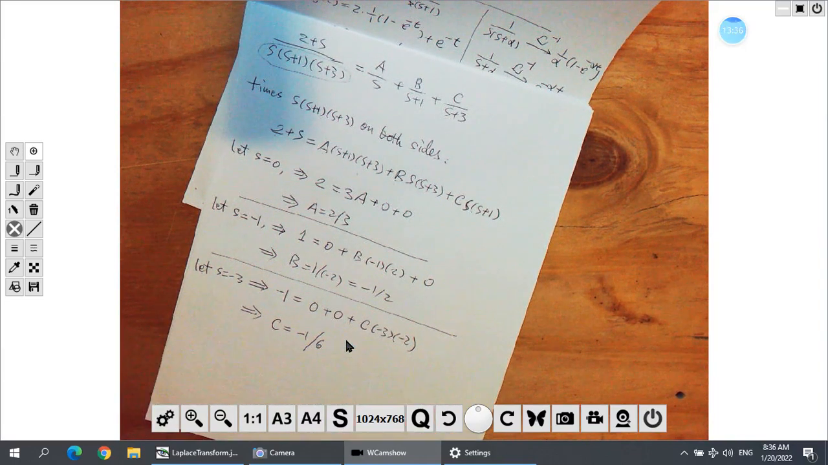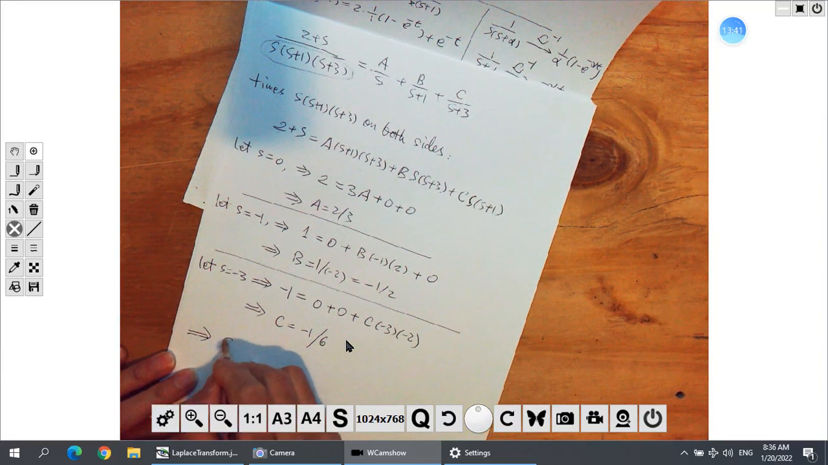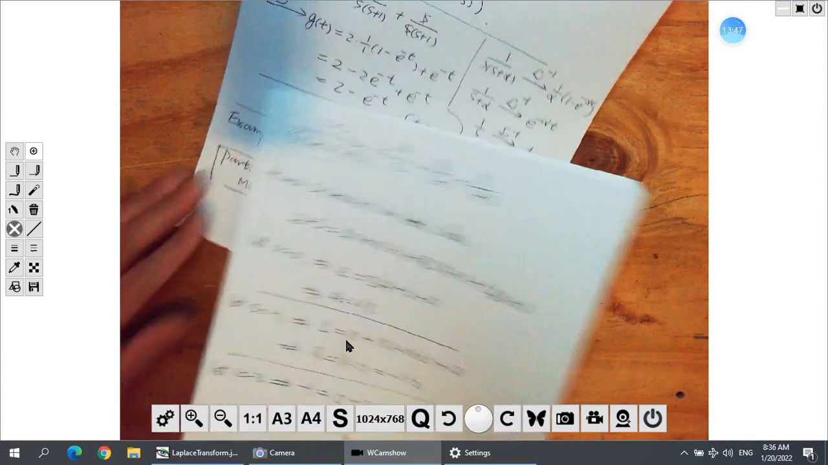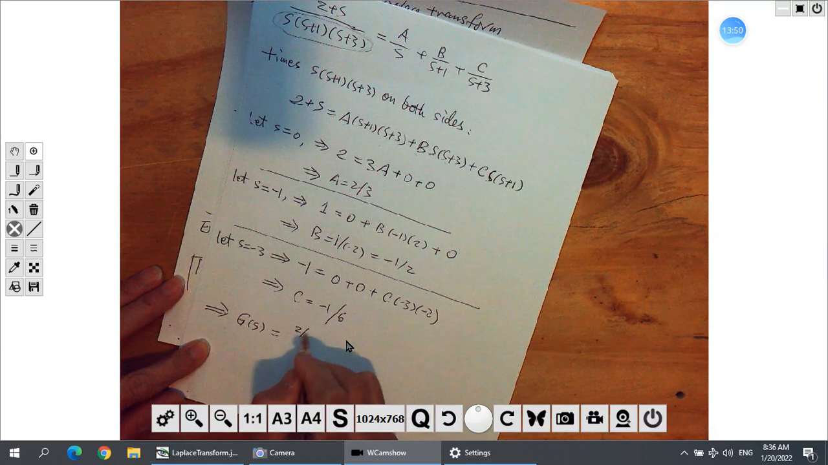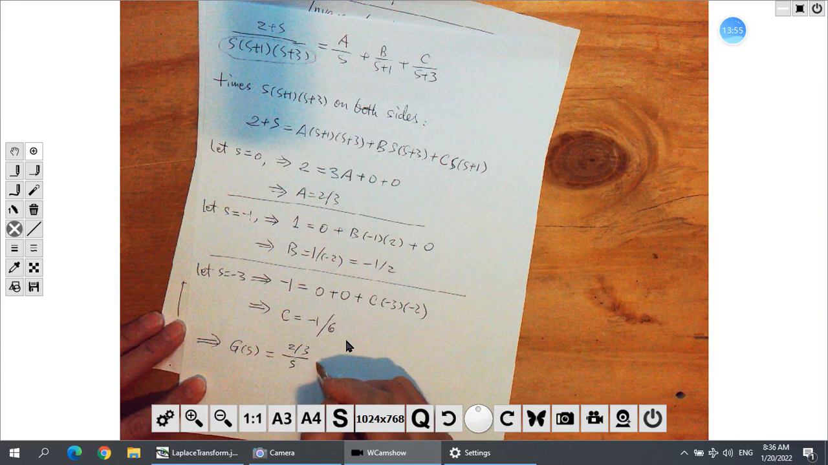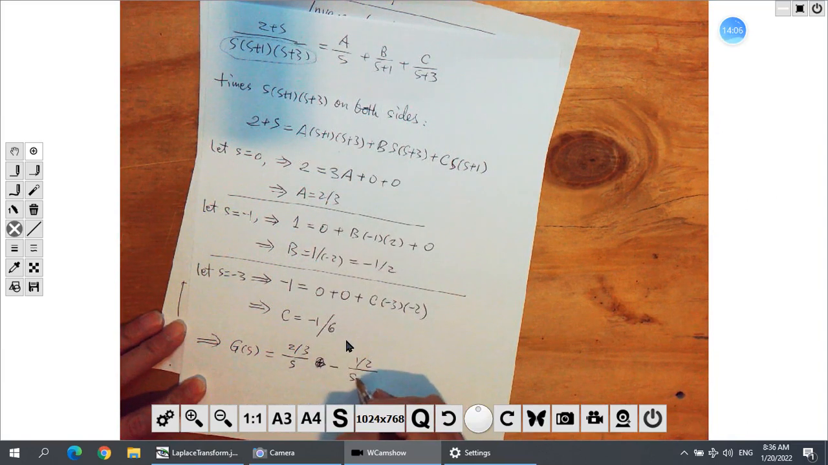Okay, now we have a, b, c. Then we can determine g of s. a is 2 over 3, so 2 over 3 over s, plus b is negative, minus 1 over 2 over s plus 1, and plus c is also negative, minus 1 over 6 over s plus 3. Okay, c is also negative.